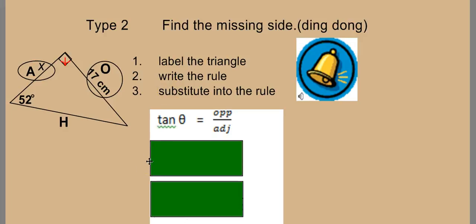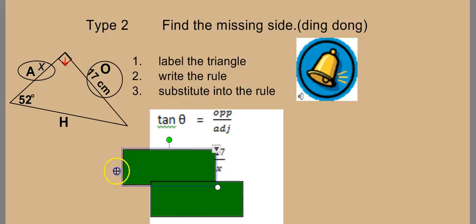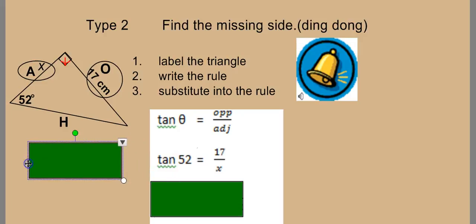In order to do that, I'm going to move these green boxes out. So I've put the 52, the angle, in where the theta is, and the opposite side, I've been very careful, and I've noticed that the opposite side has got a 17 on it, and the adjacent side has an X on it. And I don't know whether you've noticed already, but already this is the big difference. This is the ding dong that I'm talking about.